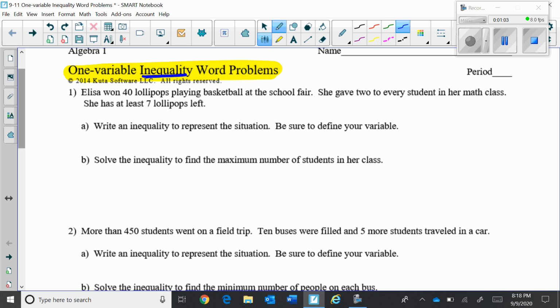Reading through this first problem, it says, Elisa won 40 lollipops playing basketball at a school fair. She gave 2 to every student in her math class, and she has at least 7 lollipops left. So we need to define our variable. It's going to be S, your number of students, because that's what we don't know.